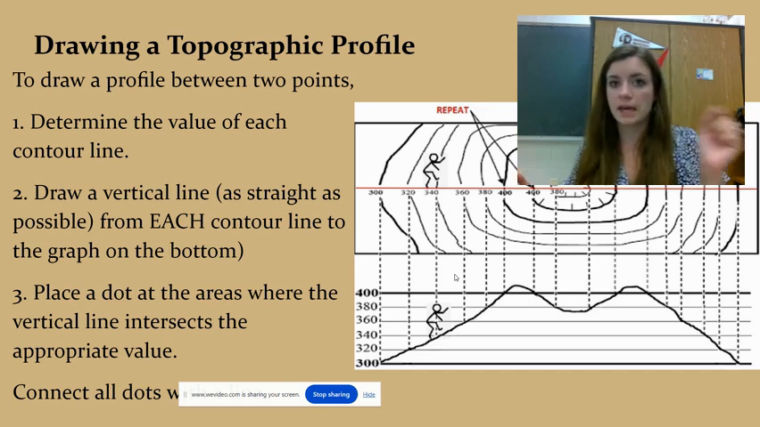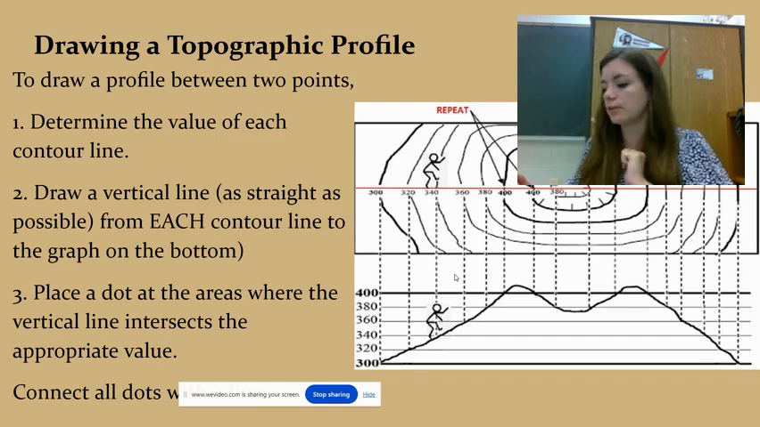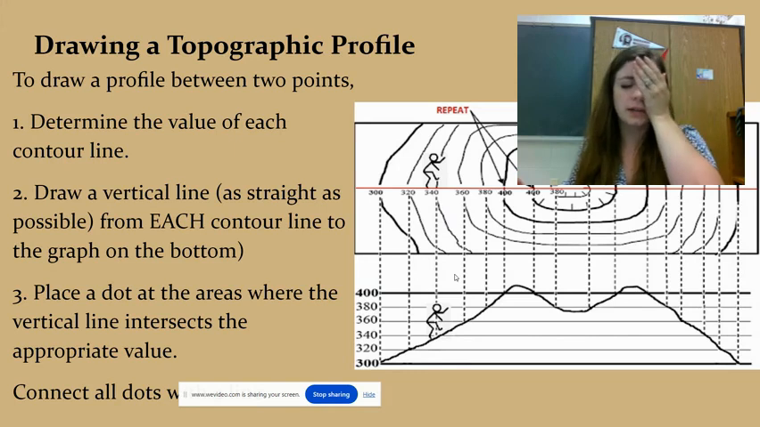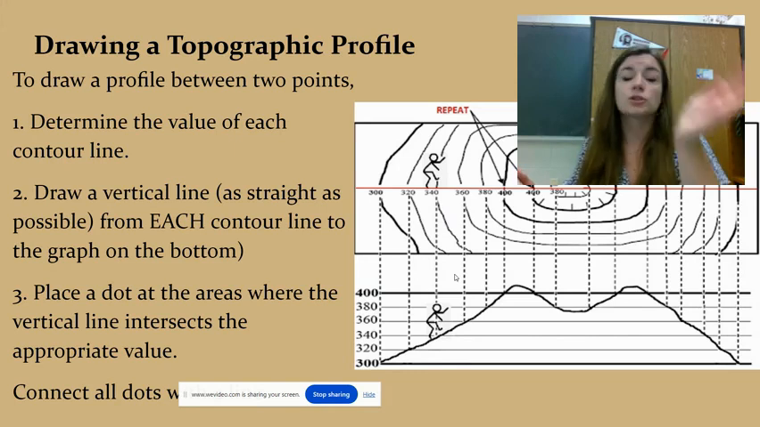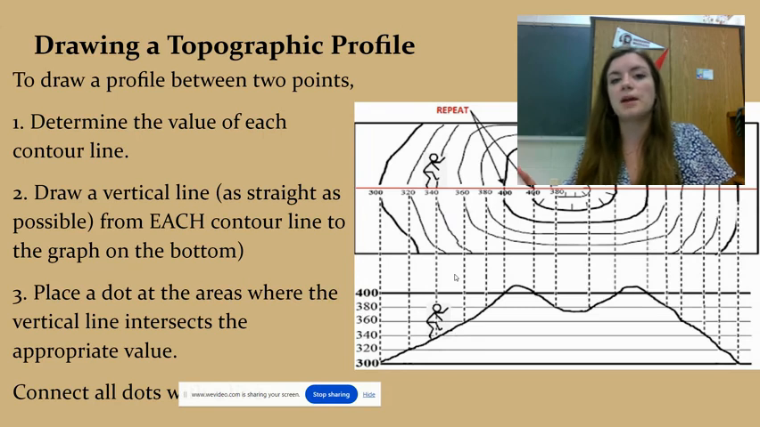Okay, I give you points A through F. Are you able to identify what the elevation is of each and every one? I also want you to identify the contour interval. What are we counting by? It might not tell you on the map. So if it doesn't tell you on the map, how are you going to identify it?